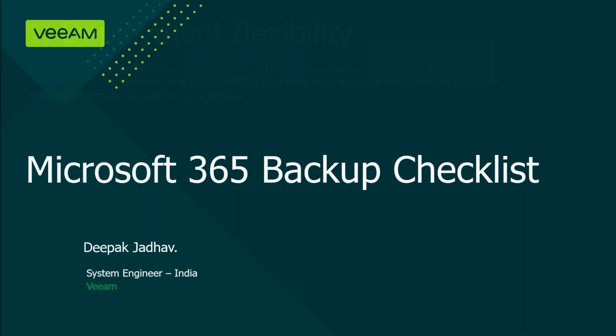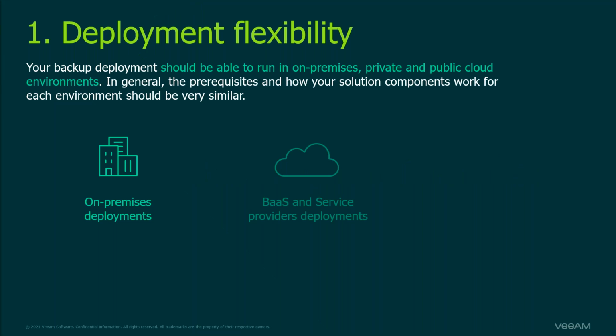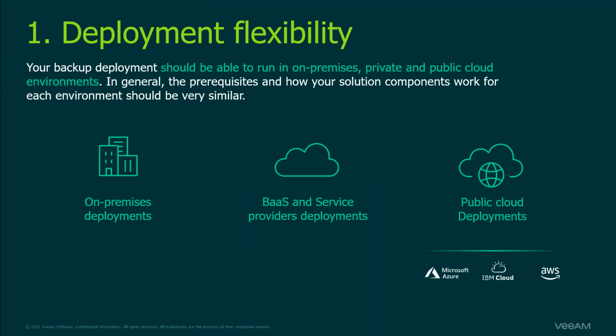The first point is deployment flexibility. There are three ways to deploy your application, whether onto O365 or onto your Exchange. Your backup deployment should be able to run either on-premises, on a private cloud, or on a public cloud environment. The prerequisites remain the same for those applications, and how the solution components work in each environment should be very similar. There are certain criteria we require for each domain in terms of authorization and authentication.